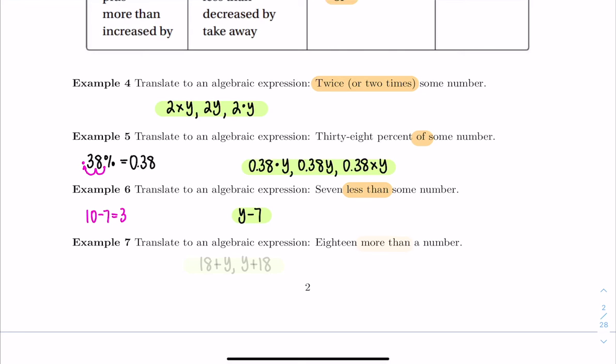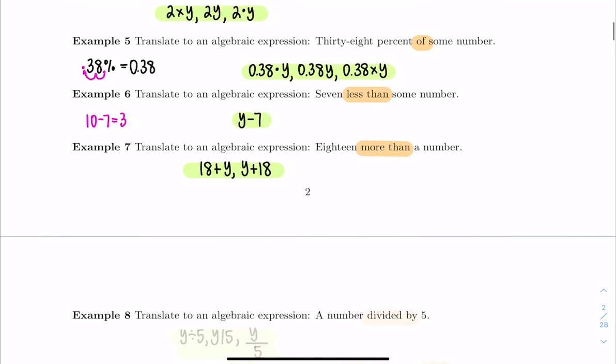For the next one, we have 18 more than a number. So that important part is the more than, and more than is going to be an addition problem. Now with addition, order doesn't matter. So we could write 18 plus y, or we could write y plus 18. What about the next one?